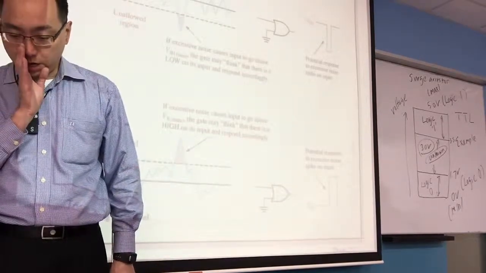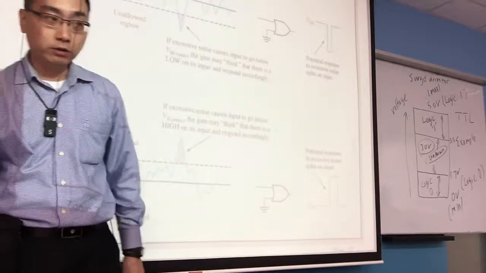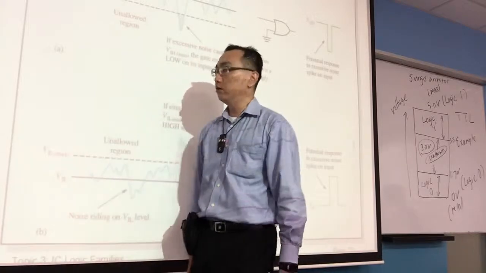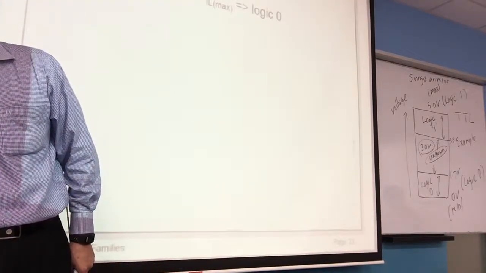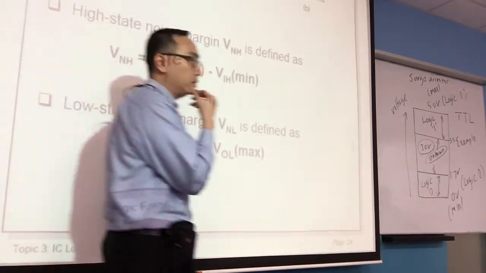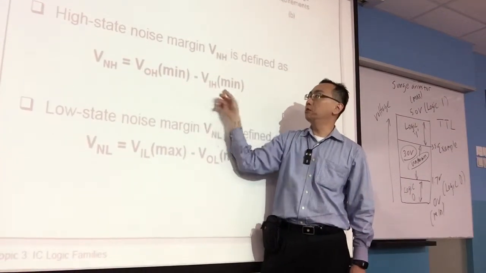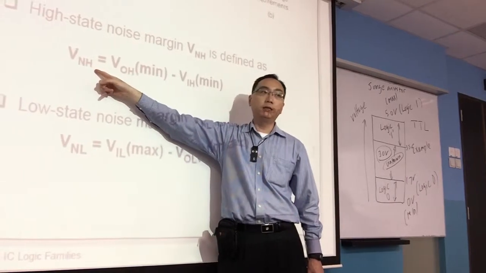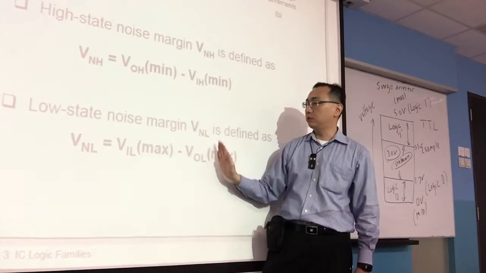Now, I tell you what, look at worked example 5. Can you all take a look at page 36? There's a good example there. They actually have one example that shows you. But this is the definition. VNH equals this minimum minus this. This is the noise margin when high. This one is the noise margin when it's low. So you will subtract these two.